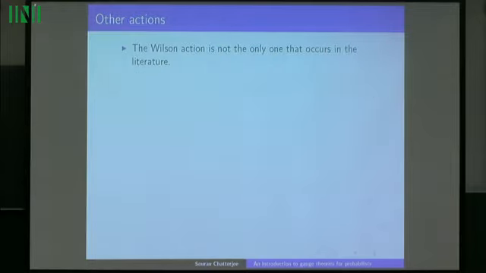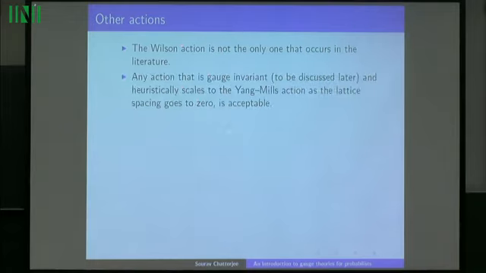Okay, so there are other actions. The Wilson action is not the only action that occurs in literature. Essentially, any action that is gauge invariant, so I'll discuss what this means in the context of lattice gauge theories, and heuristically scales to the Yang-Mills action as the lattice spacing goes to 0 is acceptable. That's my understanding of the situation, that you can consider other actions also. Actually, I'm not even sure how important gauge invariance is as long as you have this, but let's do gauge invariant.